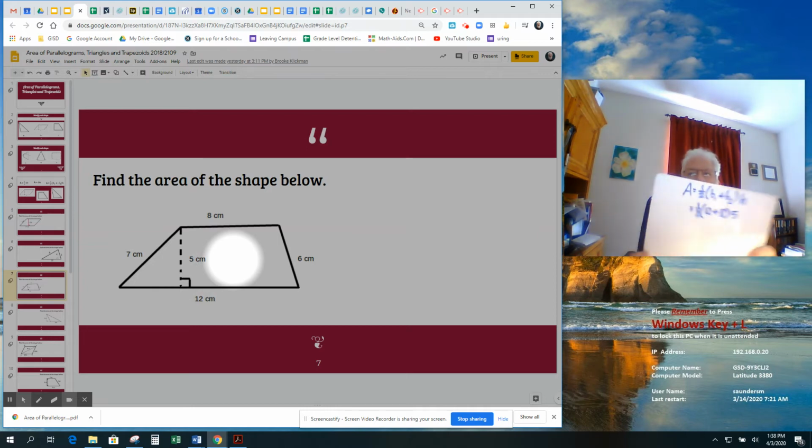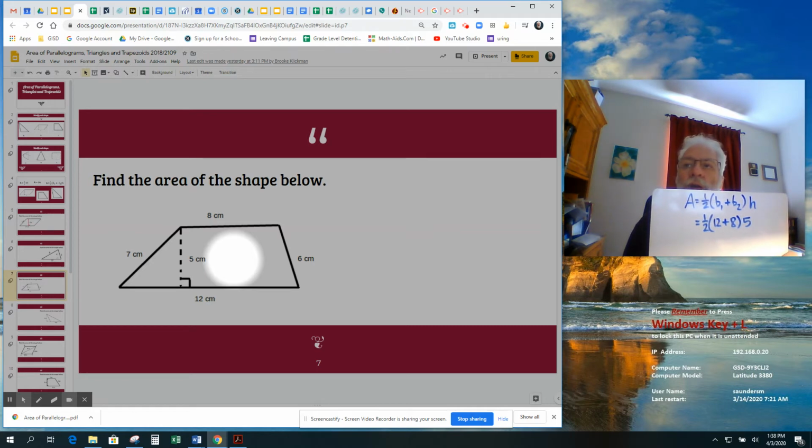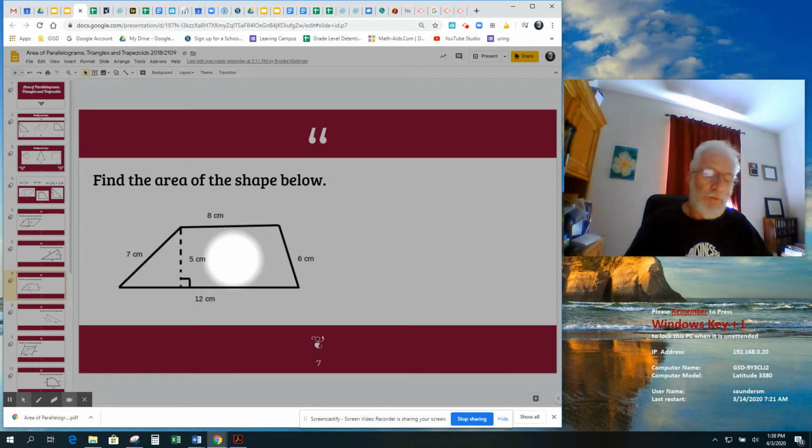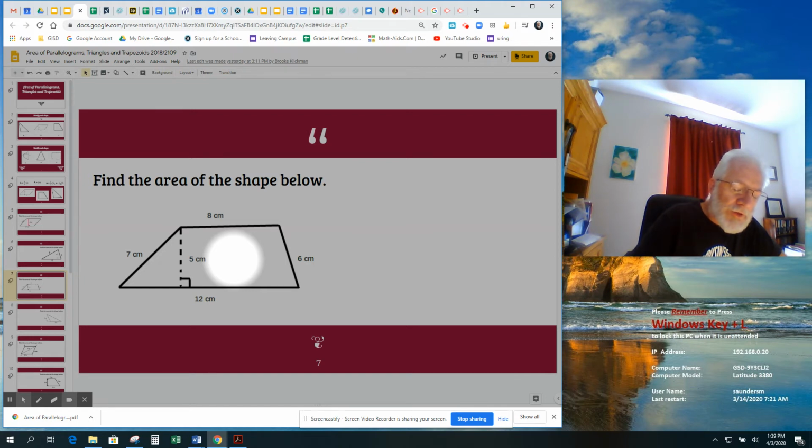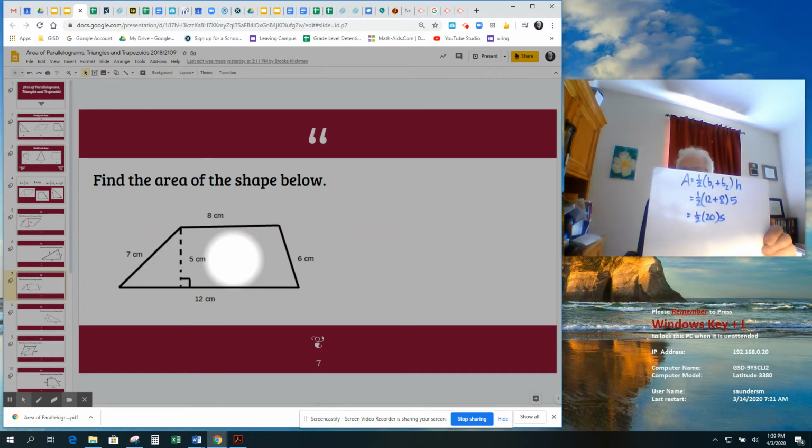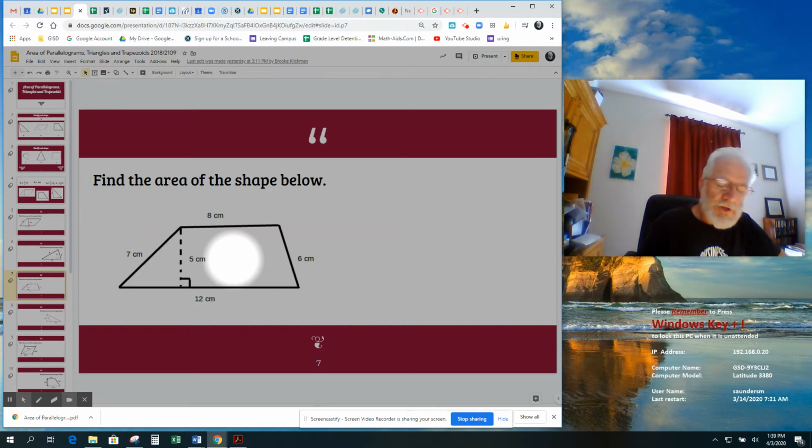So here's what I have. Area equals 1/2 times (12 plus 8) inside of parentheses times 5. Okay, so remember, PEMDAS tells us parentheses first. So we have to add 12 plus 8. So 12 plus 8 is 20. And that gives me 1/2 times 20 times 5. 1/2 of 20 times 5. So 20 divided by 2 is 10. And 10 times 5 is 50.